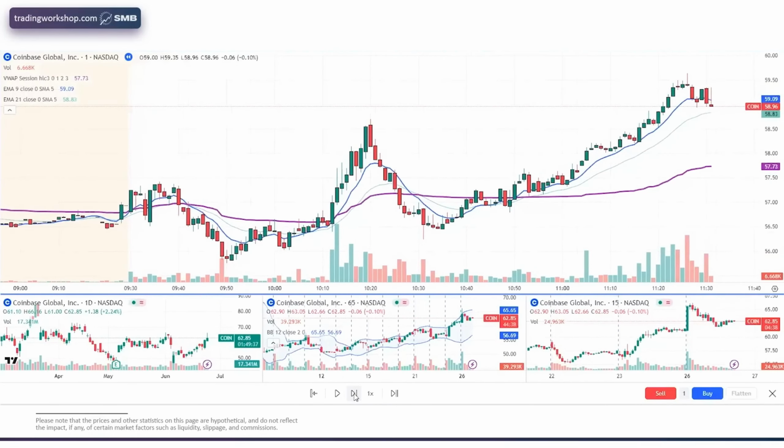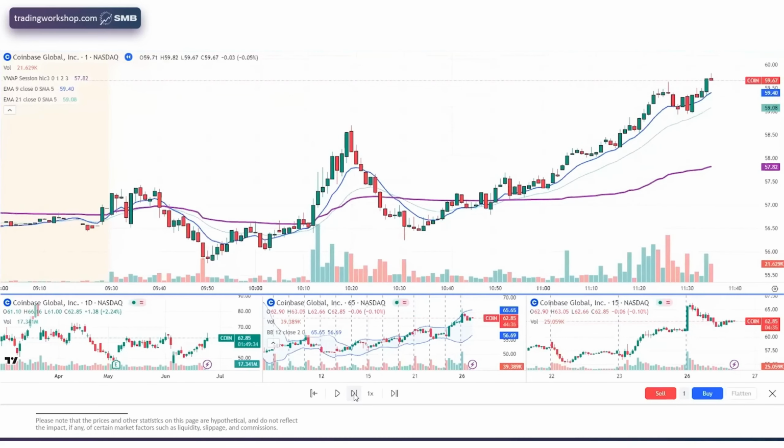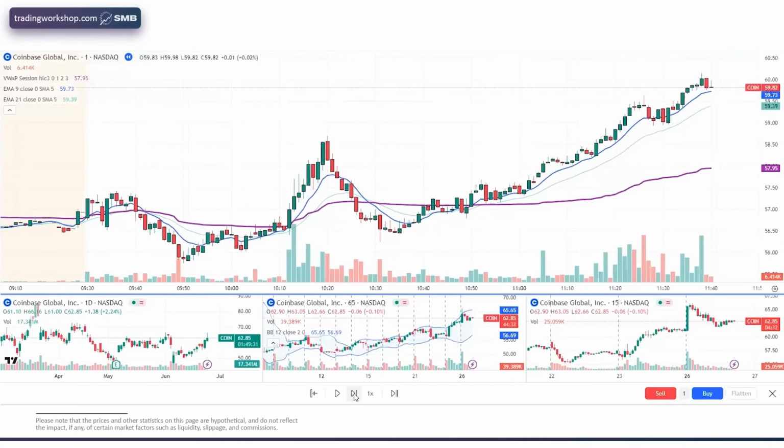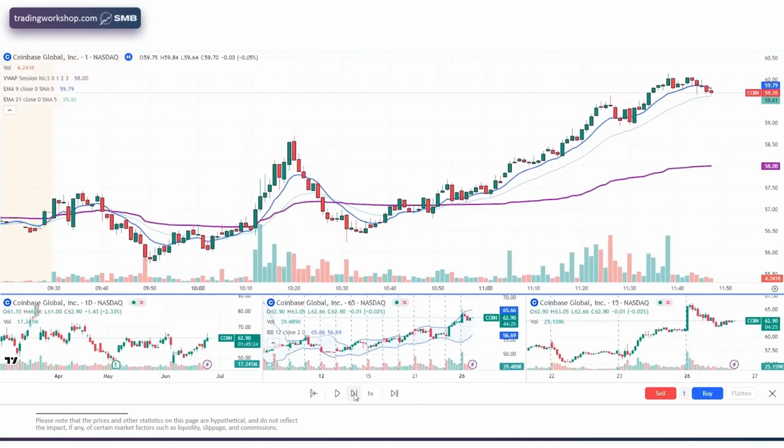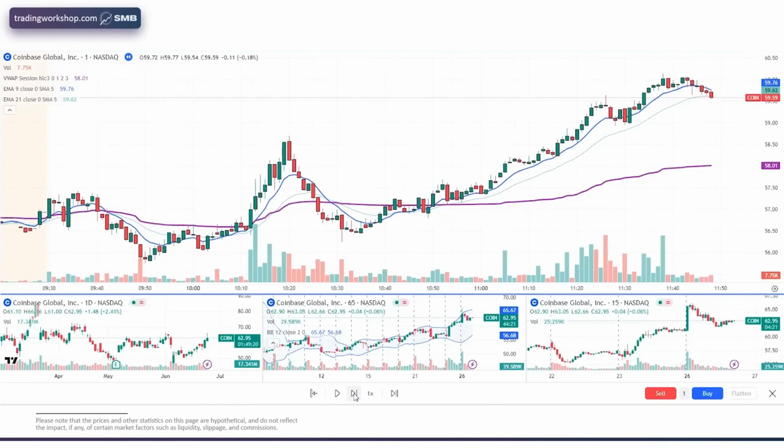All right, we get a pullback, but we're not there. Okay, we get a move closer, but again, I'm just trailing it up using this 21 EMA. I'm waiting for a close below the 21 EMA. That's that green line. Keep getting close. We keep getting close. We're closing right on it. Okay, we're close below it, but it's so close. Okay, all right, I'm out of my trade.